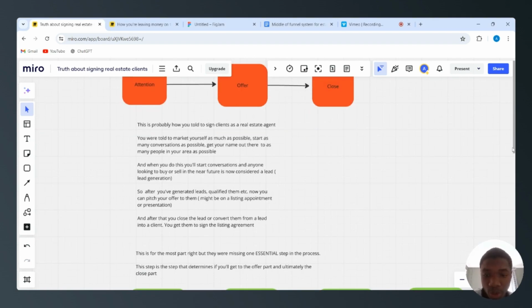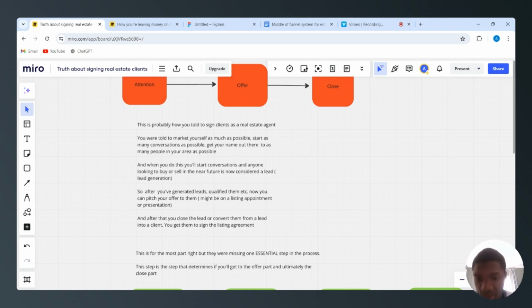For the most part this is right, but they were missing one essential step in the process. This step determines whether you get to the offer part. The step I'm going to reveal to you improves your chances of getting to the offer, where you can actually offer your services, and when you do, you have a higher chance of getting to the close and actually closing. This part is so essential.